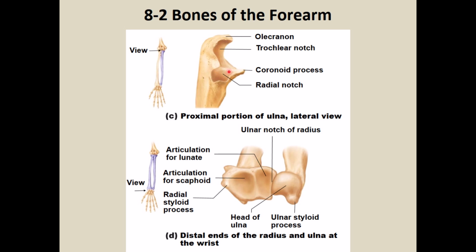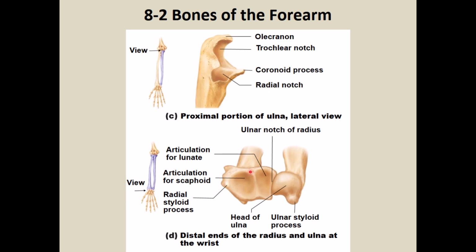So this is the radio-ulnar joint area, but if you talk about just the bone itself, this is the notch. They call it radial notch because of the head of the radius. It belongs to the ulna, but it is called radial notch. Okay, so because of the radial head.